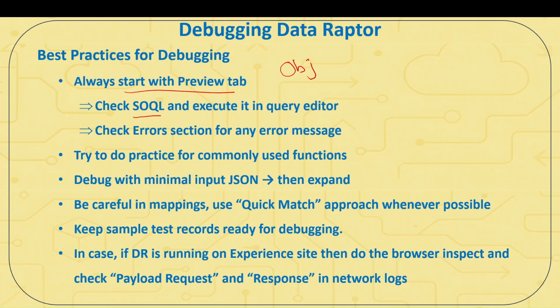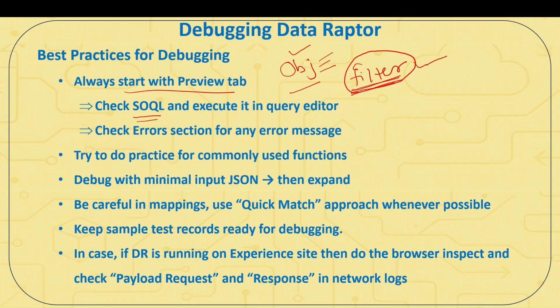If it is a DataRaptor Turbo, there will be one object. If it is a DataRaptor Extract, you may find there are multiple objects, or the filter condition that we have used in the Extract tab. We need to check these two things thoroughly. Most of the time, we may observe issues in the filter itself. Whatever filter we use, that filter is not getting executed properly, hence SOQL is not formed.